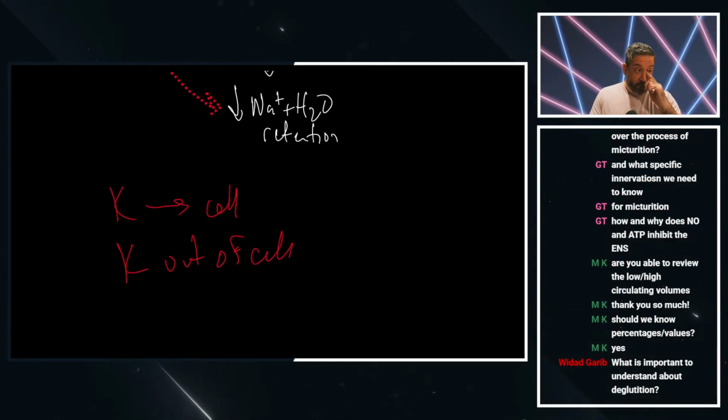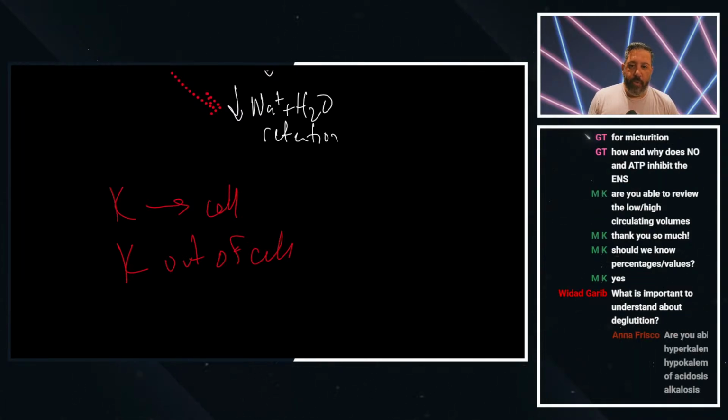Regarding deglutition, just understand the 3 phases of swallowing. Know which ones are voluntary, and you don't need to know all the cranial nerves that are involved in swallowing. Just make sure you understand the 3 phases.